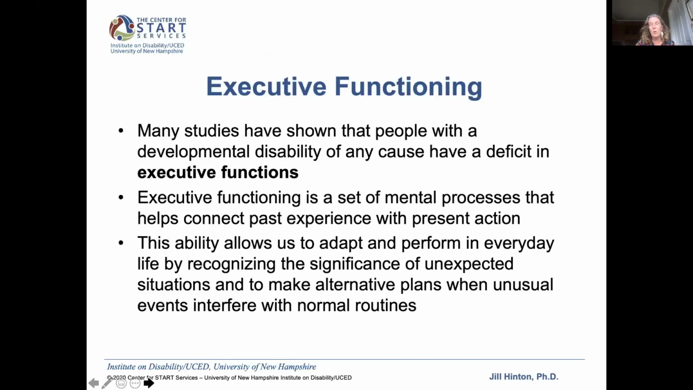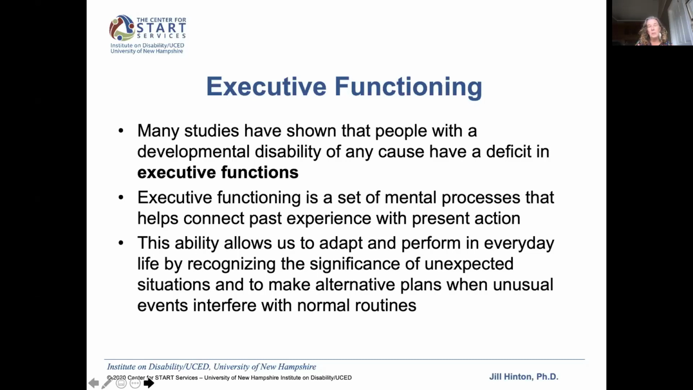So often we think more about that person's executive functioning. A lot of studies that have been done have shown that people that have a developmental disability of any cause have some differences or deficits in their executive functioning. So what do we mean by executive functioning? A very simplistic definition is this set of mental processes that helps us connect past experience with present action. That is a good description of being able to use what you've learned in the past, experiences you've had in the past, to impact how you are responding in the current moment.